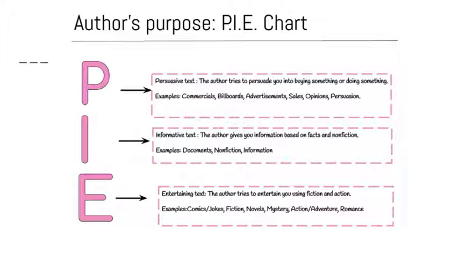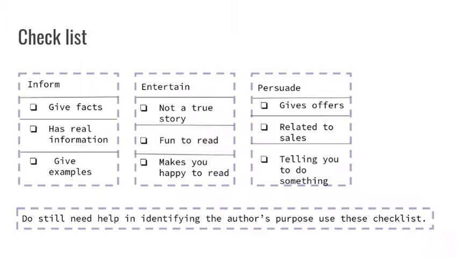I is informative text from the pie. The author gives you information based on facts and nonfiction. Examples: documents, nonfiction, and information. E, entertaining text. The author tries to entertain you using fiction and action. Examples: comics/jokes, fiction, novels, mystery, action/adventure, and romance.